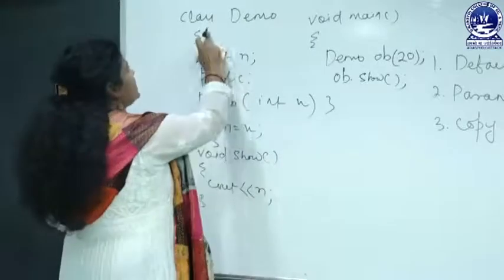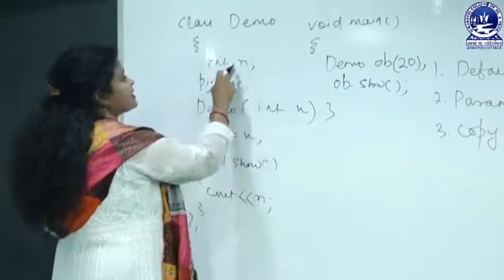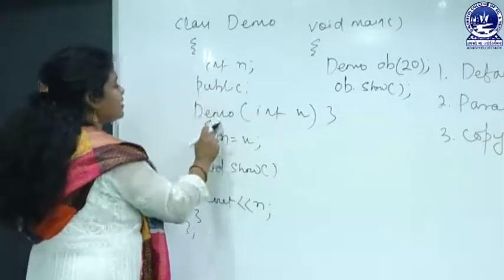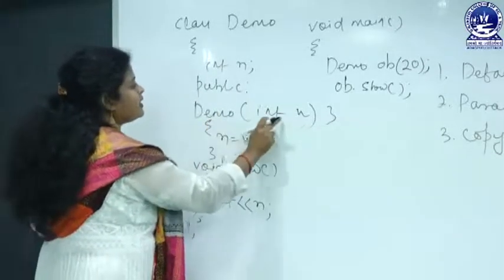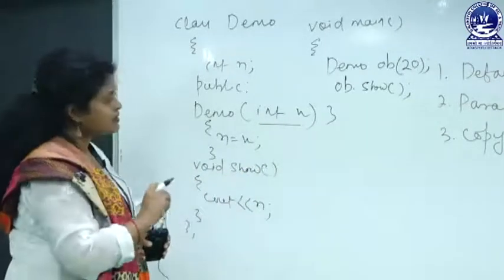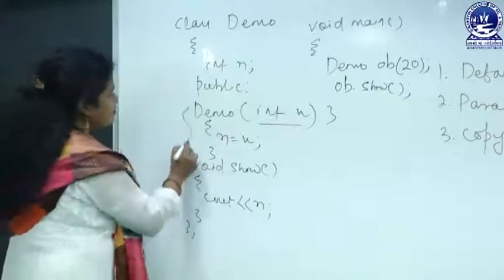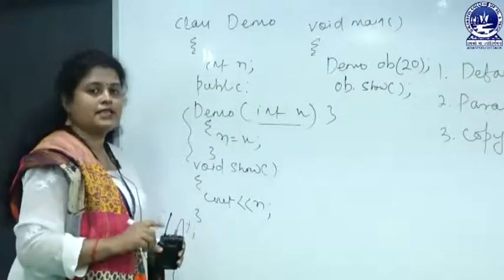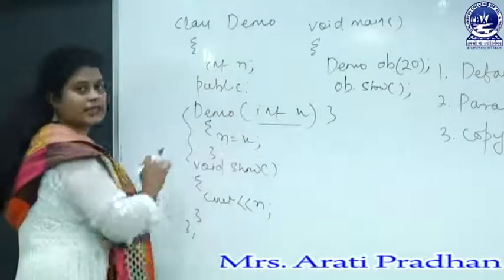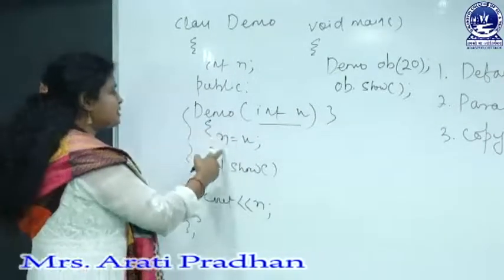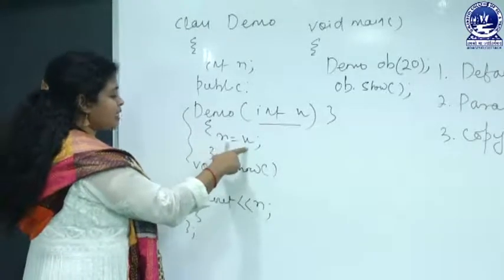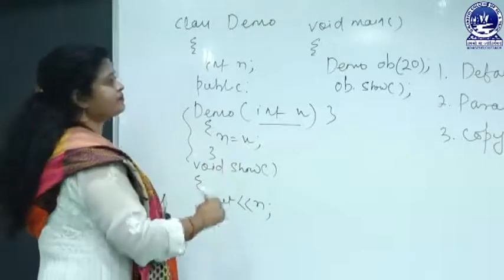Here I have used class demo, and inside demo I have used one int n. In the public part I have used the constructor demo(int x). This is the parameter, and for that reason this constructor is called a parameterized constructor. In the previous example I used a default constructor. Here I am using a parameterized constructor. Then inside the demo constructor I have initialized n with x, then the void so method.